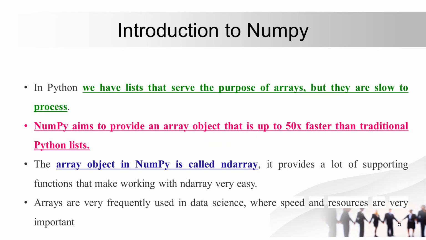Introduction to Numpy. Usually in Python, we have lists as well as arrays, but we prefer arrays over lists. Why? It is because Numpy provides an array object that is 50x faster than the Python list. The array object in Numpy is called ndarray. Since it provides a lot of supporting functions, working with ndarray is very easy. Arrays are frequently used in data science where speed and resources are quite important.